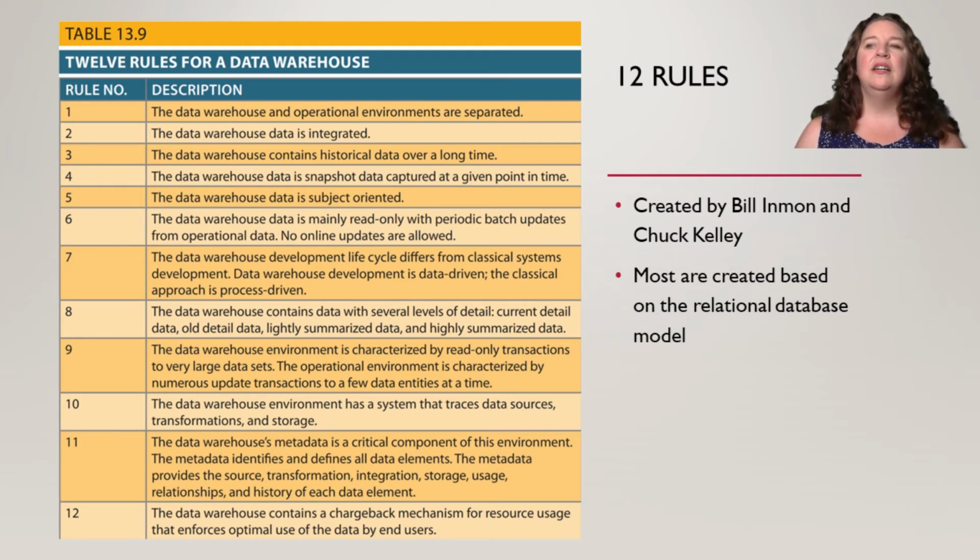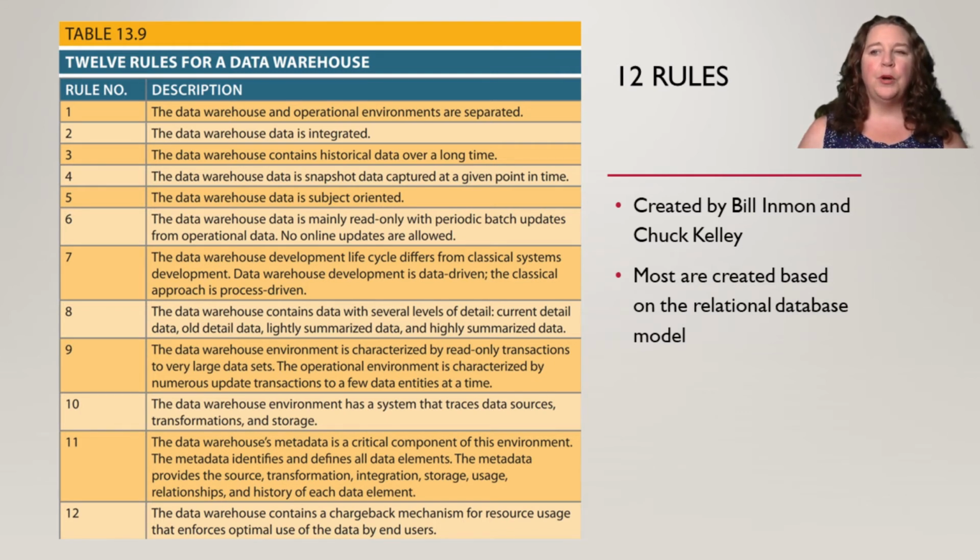It contains data with several levels of detail. So we have current, old, lightly summarized, heavily summarized, different breakdowns of different types of detail. The big thing, number 9, is where we use read-only transactions on very large data sets. We assume a huge amount of data and we assume everything is read-only. Usually we trace the data source, transformations, and storage, so that's just held on to.